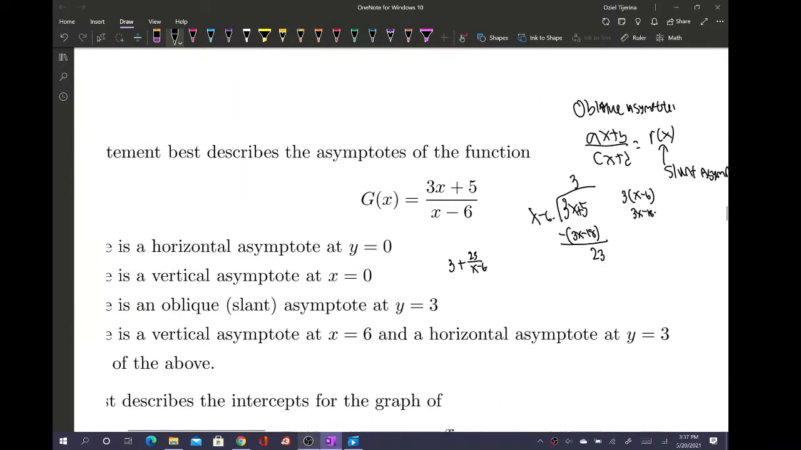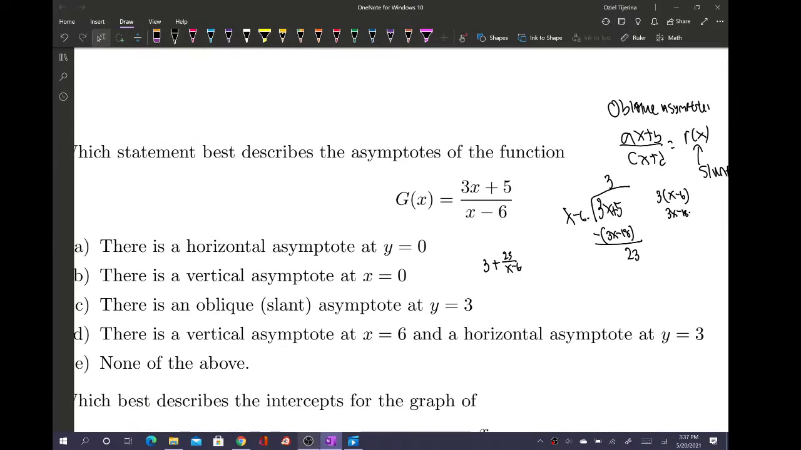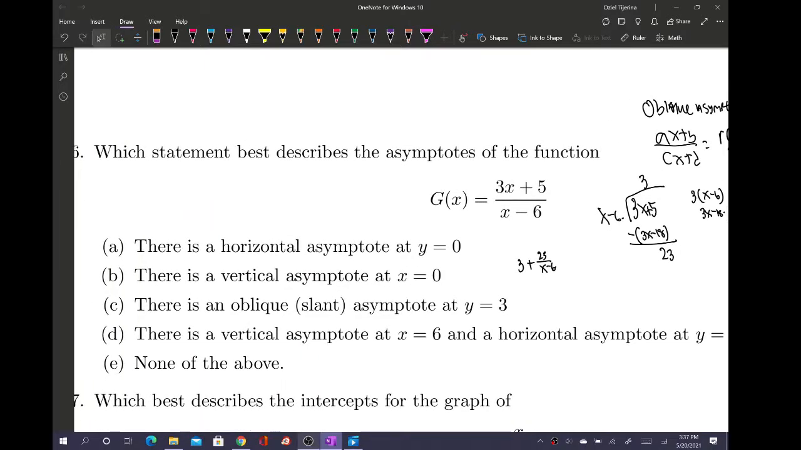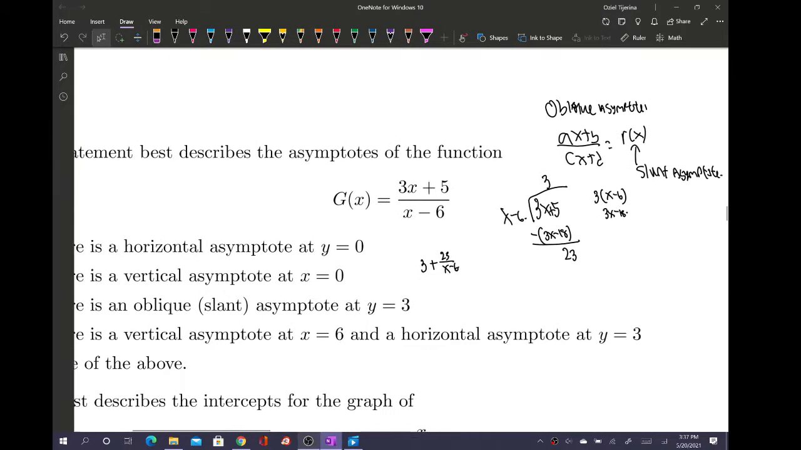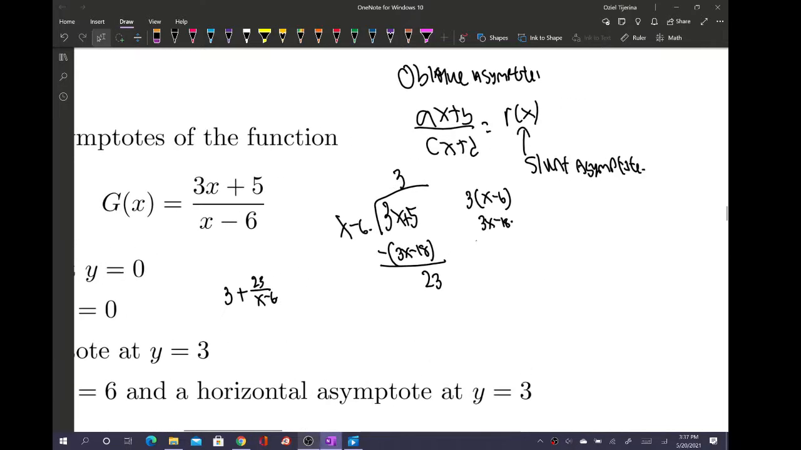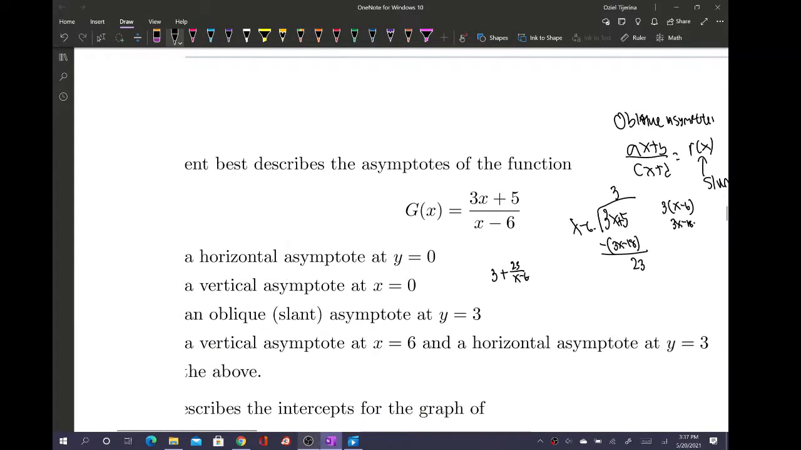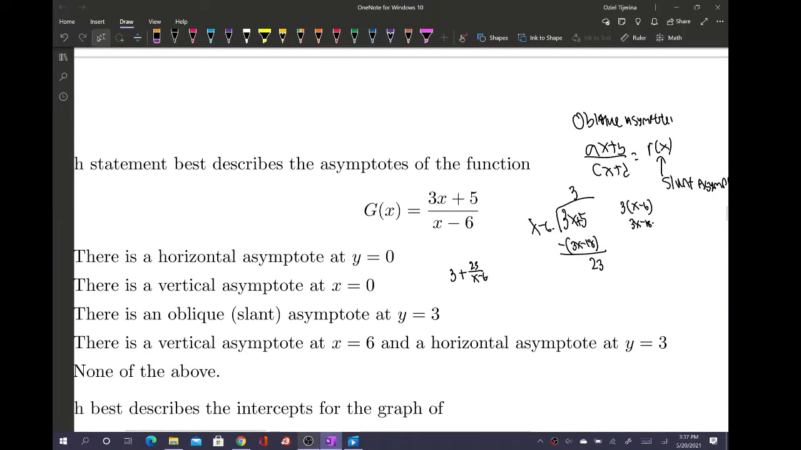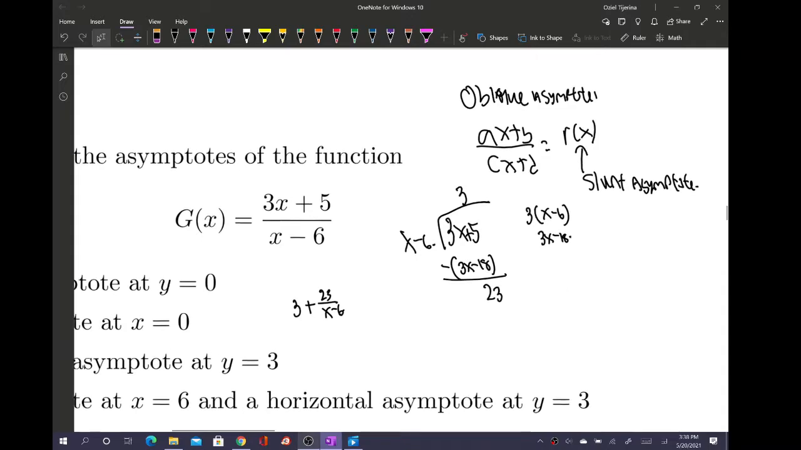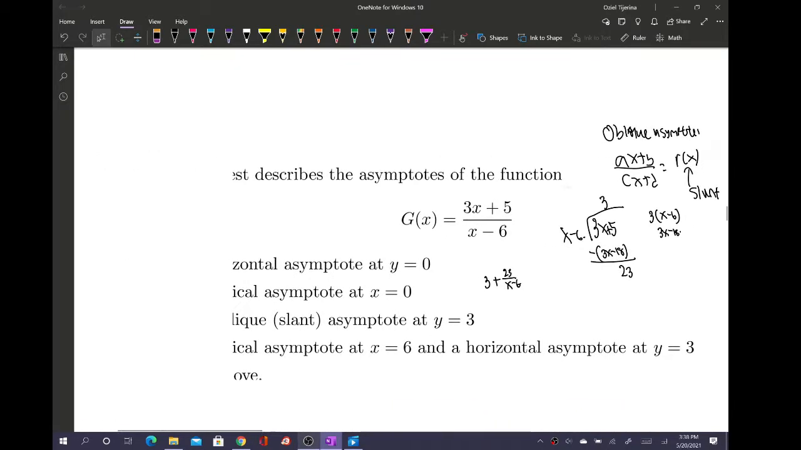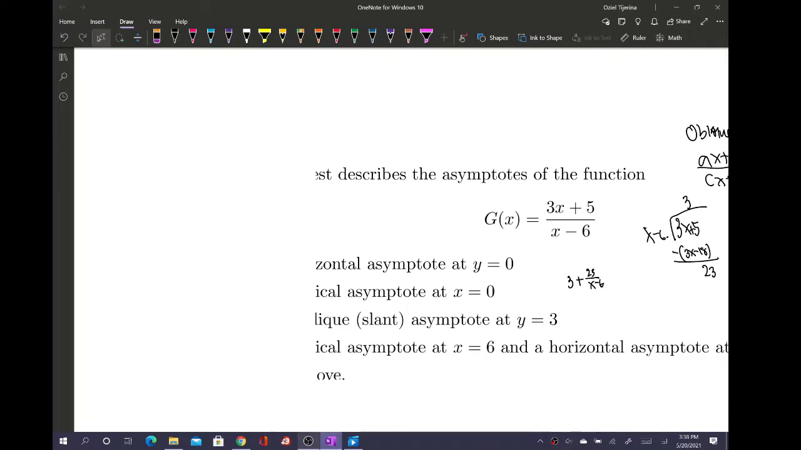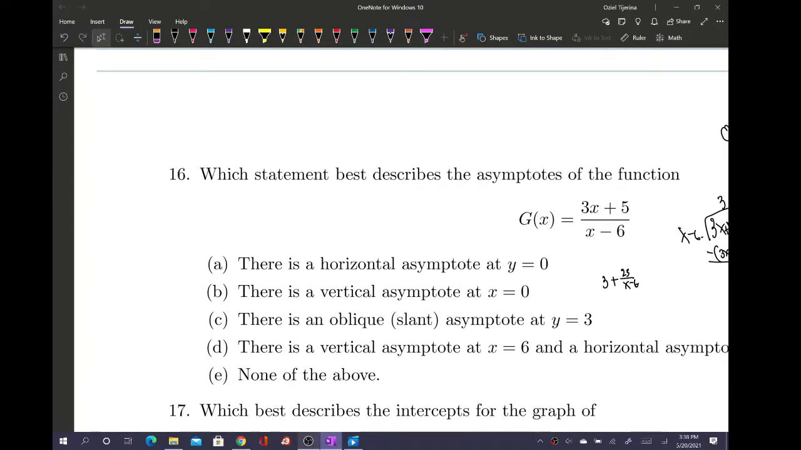And I don't think that there is a slant asymptote here, because if there was, obviously it would be y equals, right? And the remainder that we have here is 23. It is not 3, right? So I don't think it's C in this case.